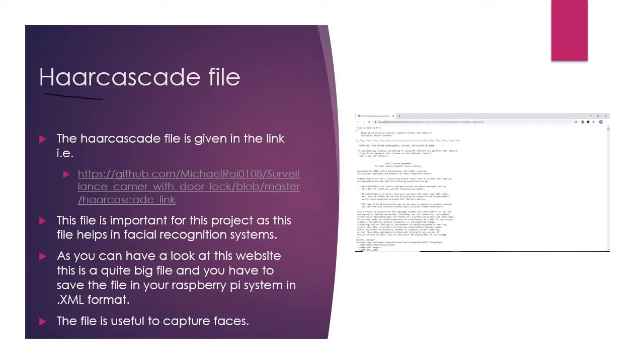So this was the file I was talking about, the Haar Cascade file. As you can see, it is a pretty big file. After opening this link from my GitHub account, you have to save this file in the XML format. This file is pretty useful for many facial recognition systems, as it is used to capture faces. It is a very commonly used file for facial recognition systems.